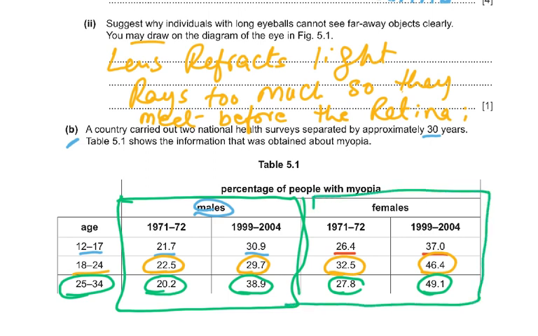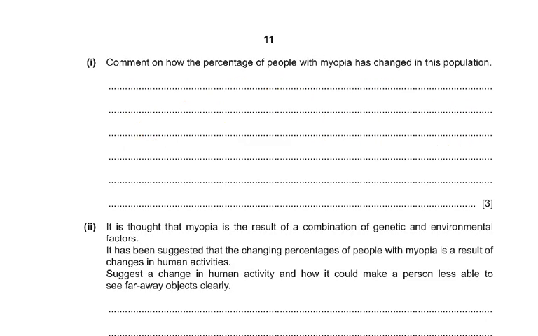So look at these two tables very separately and analyze them. Now, what are they going to ask you? They say comment on how the percentage of people with myopia has changed in this population. How has it changed in this population? Very easy.